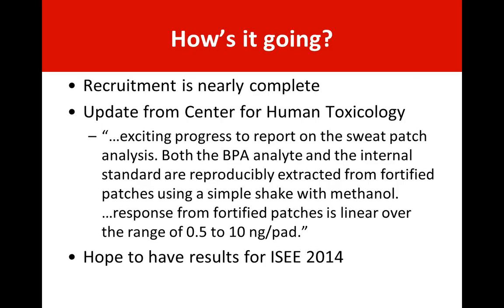I mean, they're developing the method, and part of the method development is taking sweat patches that nobody's worn and squirting stuff on them, and then seeing if you can get it back off the patch, okay? And they say that the analyte is reproducibly extracted from fortified patches using a simple shake with methanol. I mean, that's great, okay? So the idea is, you know how much BPA you squirted on the patch, and then you see if you can get it back off again and measure that. And in the range of 0.5 to 10 nanograms per pad, that's pretty good, okay? This is making me feel really hopeful. And so when we finish up our recruitment, they'll start analyzing our real patches, and I'm really looking forward to hopefully going back to the Environmental Epi Conference next summer and being like, yeah, it worked. Good job.